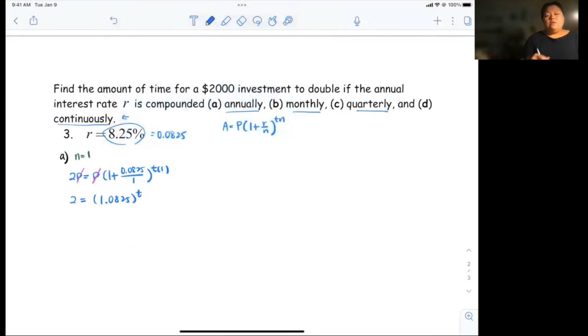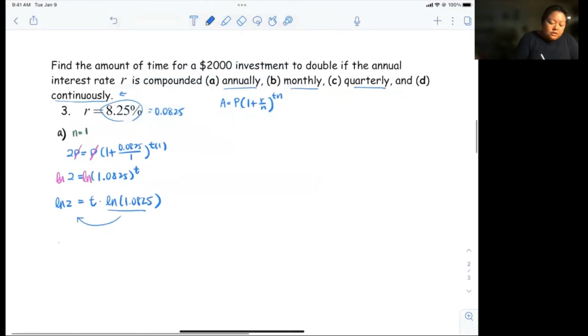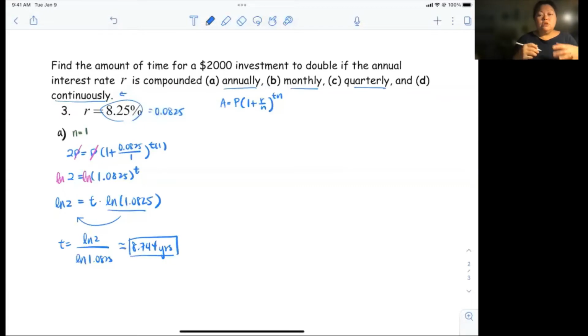So how do we get that down? Remember, when you have your variable in the exponent, you use log. That's the whole point of having log. Log allows you to access what's an exponent. So at this point, you can use log base 10, or natural log. Personally, I like natural log, but really at this point, this is just kind of your preference, right? So natural log of both sides, what does that do? It allows you to say natural log of 2 equals t comes down because that's an exponent, natural log of 1.0825. And divide both sides by natural log of 1.0825. So the time it takes is natural log of 2 over natural log of 1.0825, and that is approximately 8.744 years. Remember, when you're dealing with interest, your answer is always in terms of years.